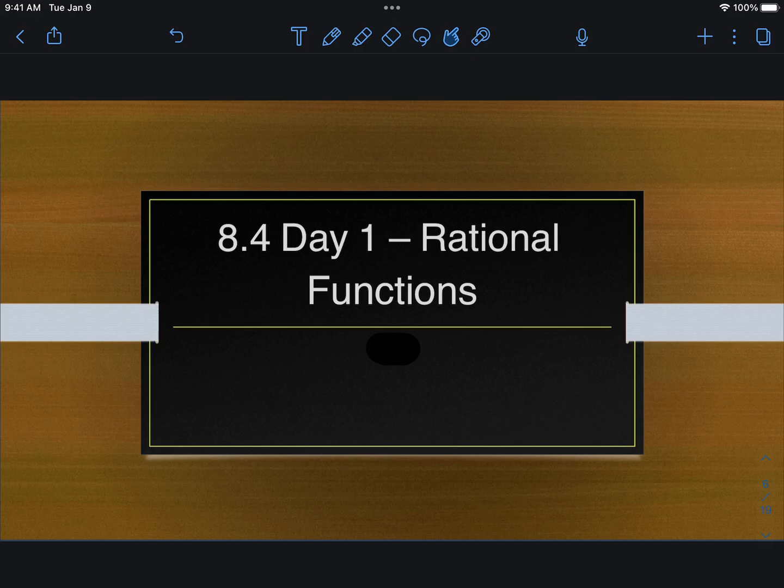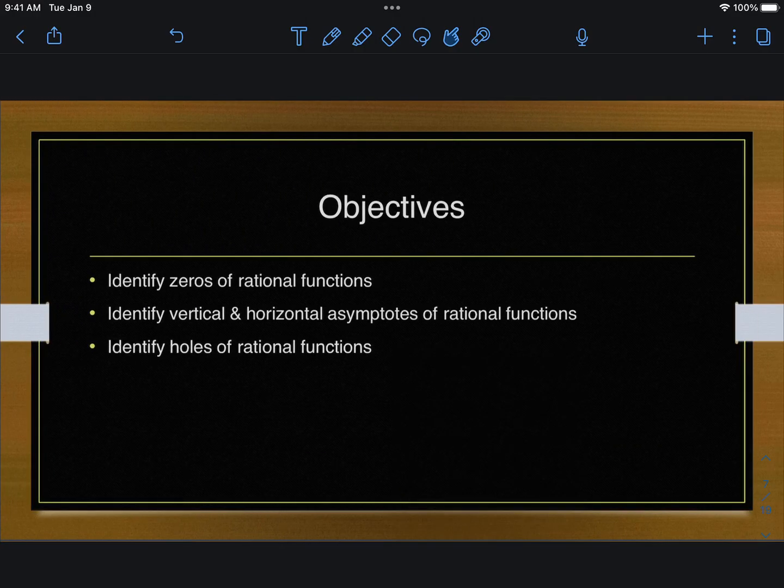Hey guys, Mr. Ground here, 8.4 Rational Functions. In this video, we are going to talk about asymptotes.